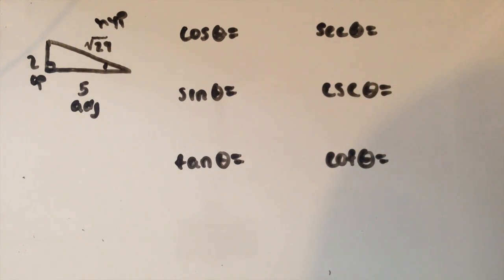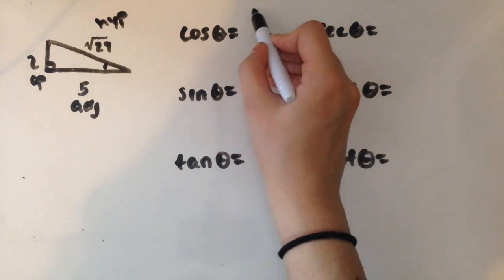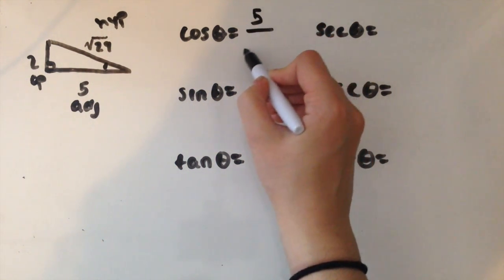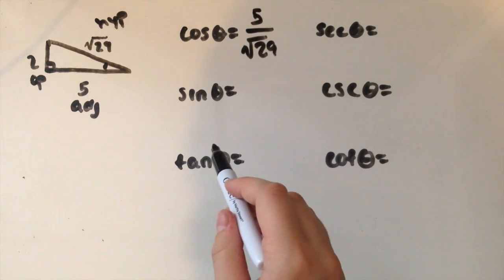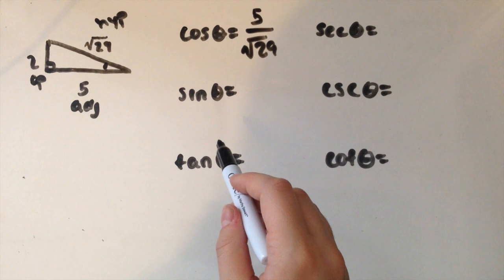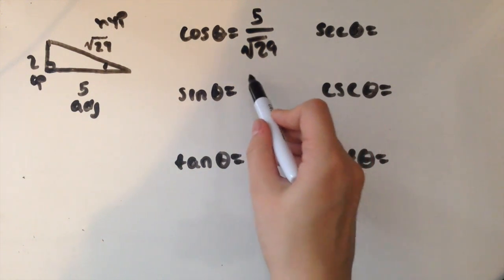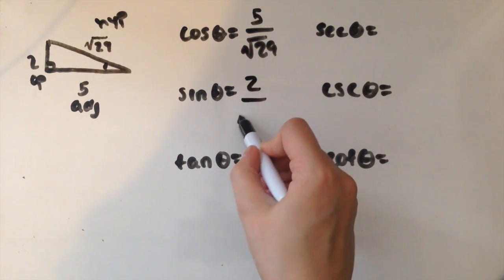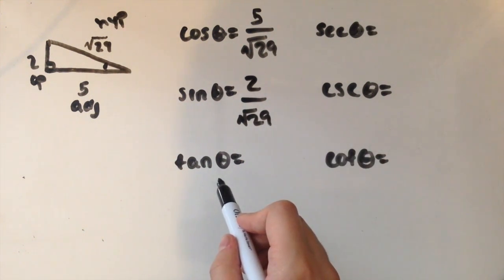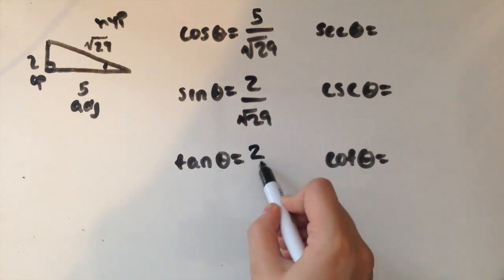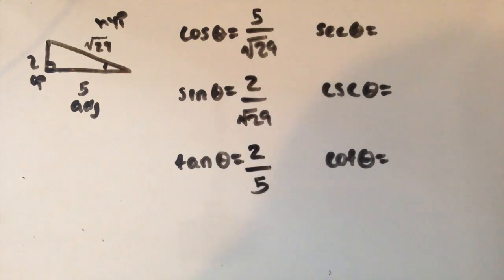Okay, now let's start. Cosine, which is adjacent over hypotenuse, is going to be 5 over root 29. Sine, which is opposite over hypotenuse, is going to be 2 over root 29. And tangent, which is opposite over adjacent, is going to be 2 over 5.